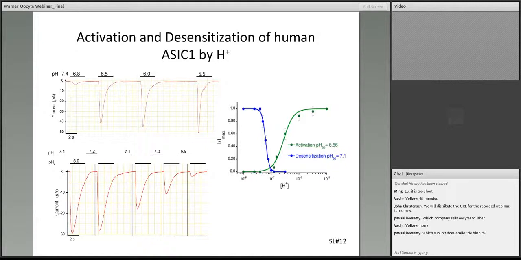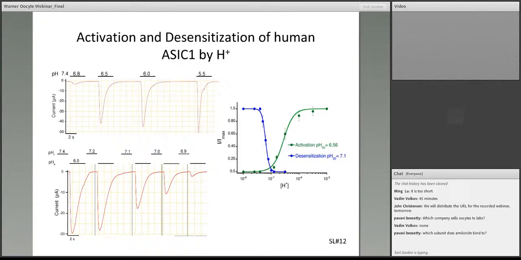These are currents that show two main properties of ASIC channels: activation by external protons in the upper panel, and steady-state desensitization by protons in the lower panel. In this experiment, the membrane potential of the oocytes was held at -60 millivolts, and the external solution containing 120 millimolar sodium was rapidly changed from 7.4 to an activating solution of low pH, as indicated by the bars above the current traces. In this example, protons evoke large inward currents that desensitize in the continuous presence of external protons.